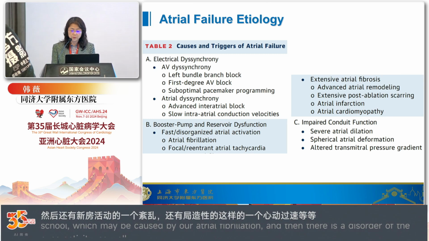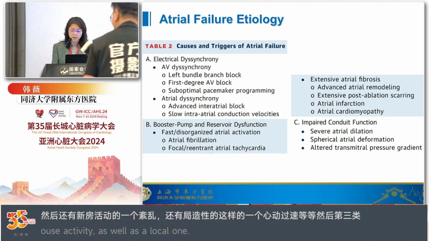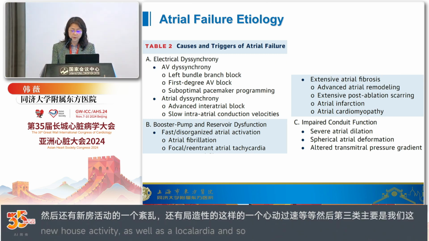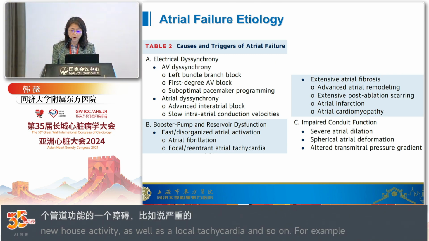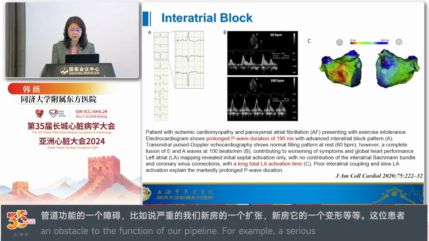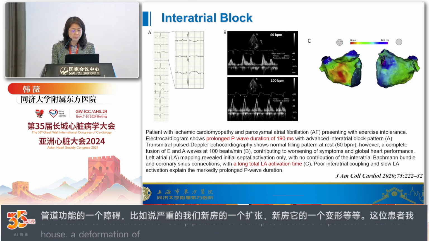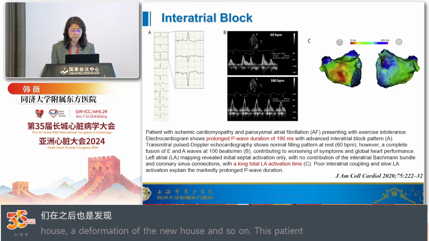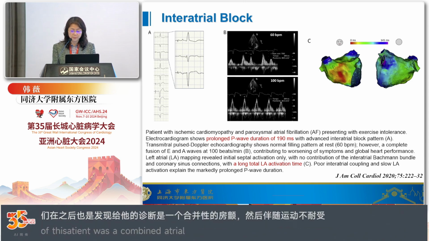Impaired conduit function includes severe atrial dilation, spherical atrial deformation and altered transmitral pressure gradient. This patient with ischemic cardiomyopathy and paroxysmal atrial fibrillation presented with exercise intolerance. The ECG shows increased P-wave duration with an advanced intra-atrial block pattern.